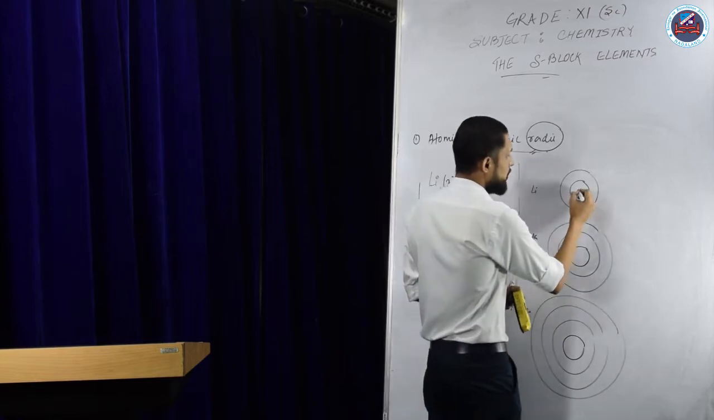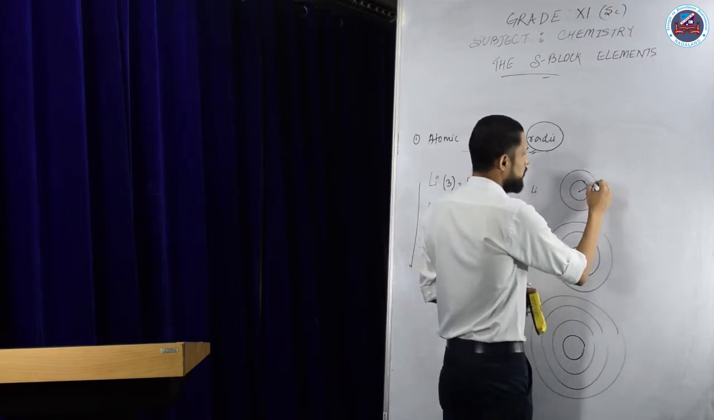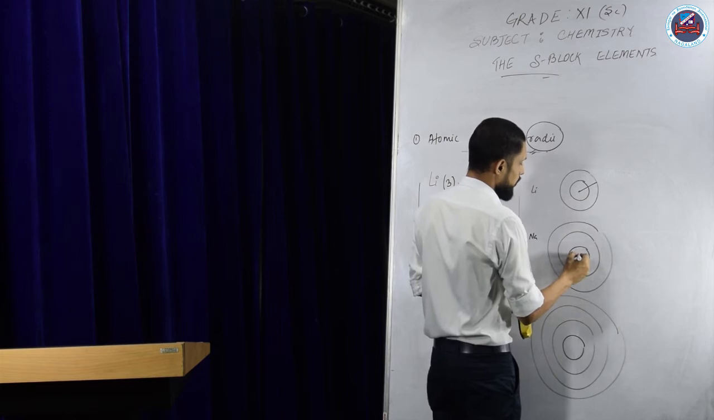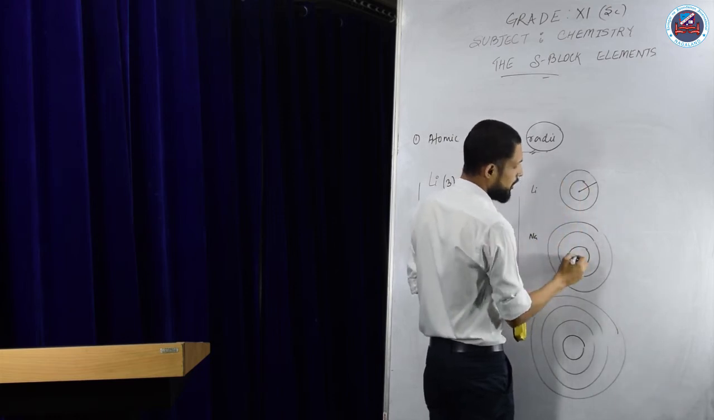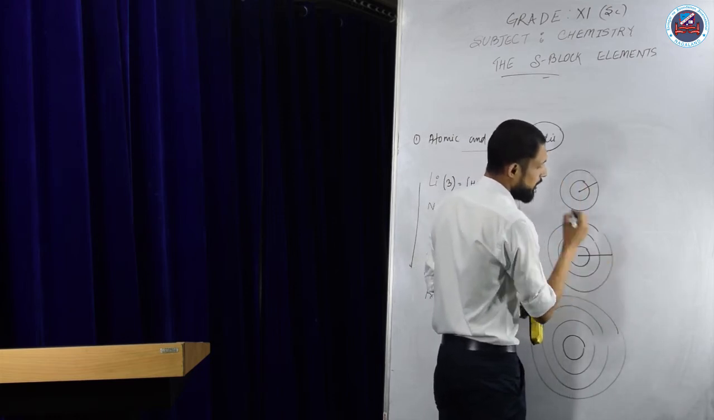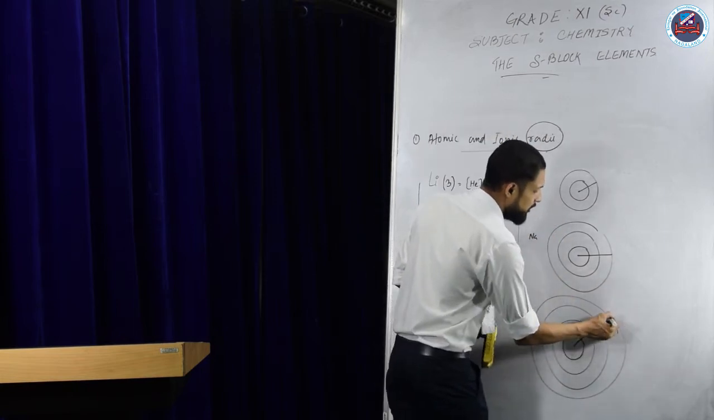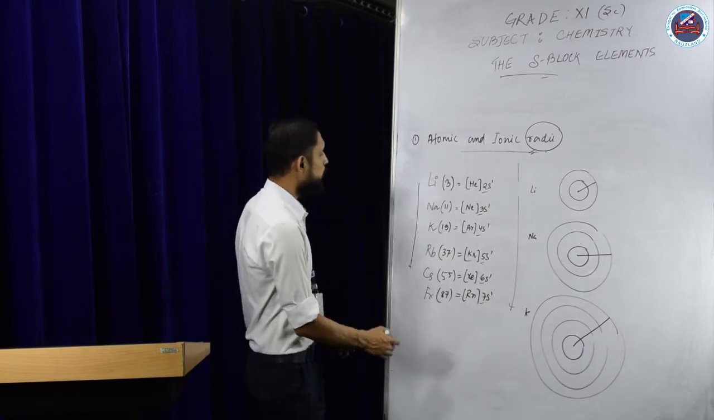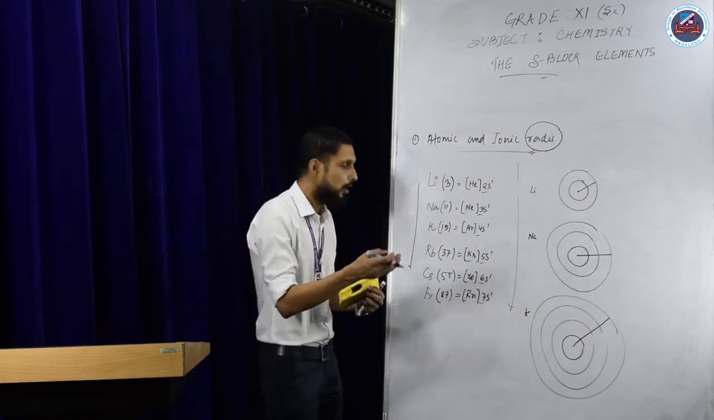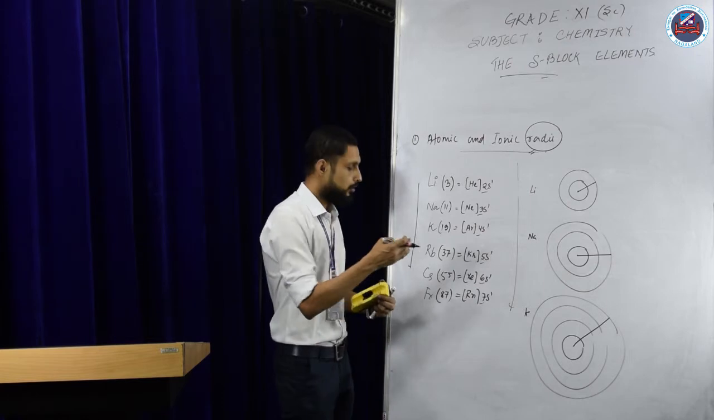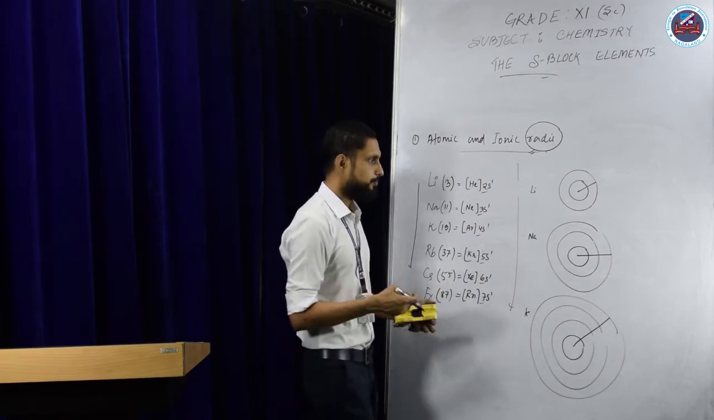So for lithium, the atomic radii will be from the center to the outermost shell, that is second shell. Sodium from the center to the outermost shell, that is third shell. Potassium from the center to the outermost shell, that is fourth shell. Similarly for rubidium, it will be fifth shell. Cesium will be sixth. Francium will be seventh.